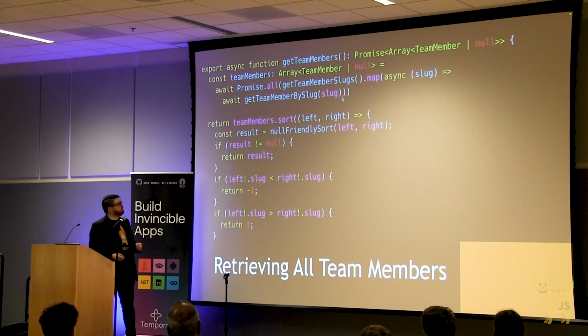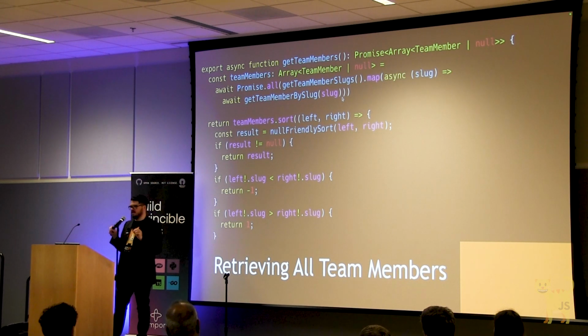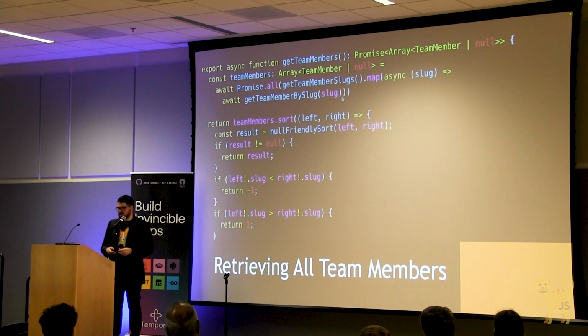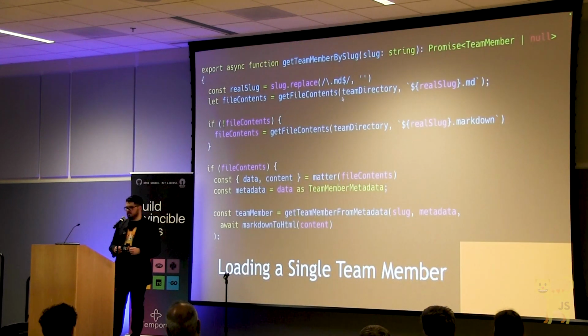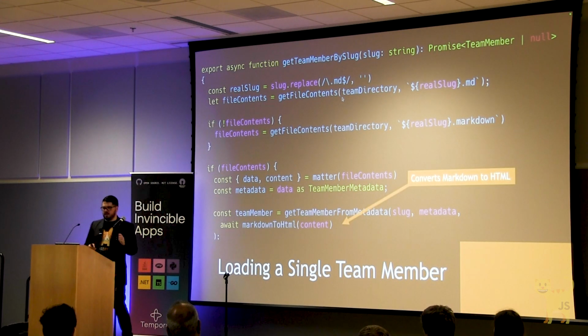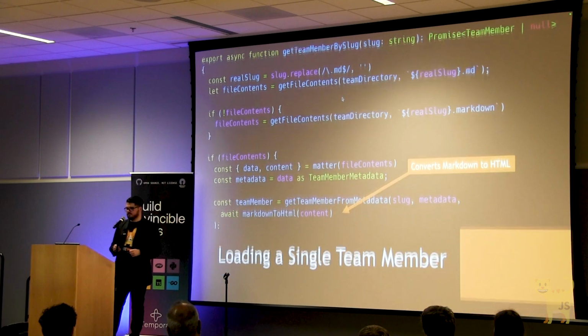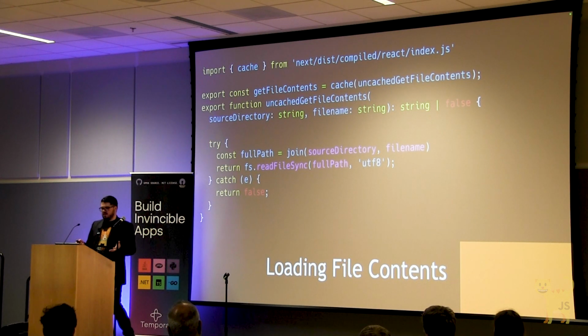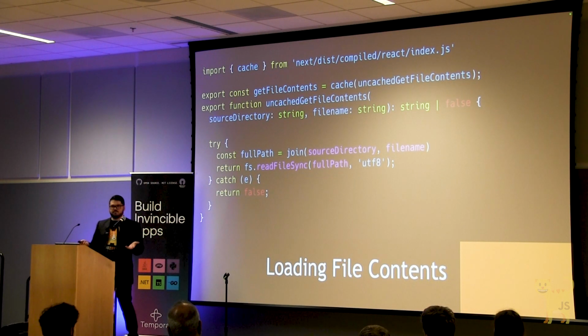And so again, this is kind of like the API function. It's ultimately hitting the file system to get the team members. And here's the code for loading a single team member, and then right at this point, taking the markdown and rendering it to HTML. And then here we're actually loading the contents of the file off the file system.